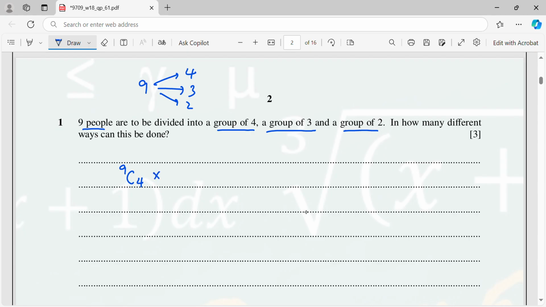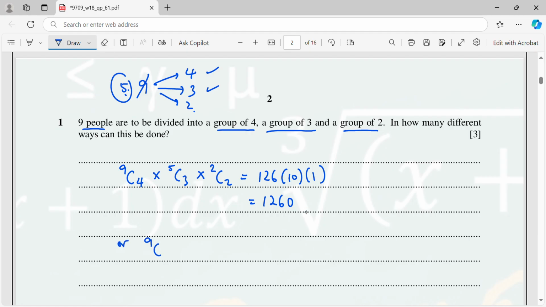Now, after you have chosen 4, that means you're left with 5, right? So from 5, you need to choose 3, and followed by 2 choose 2. If not, you just leave it up to you. Then here you will be getting 126 times 10 times 1, and this is going to be 1260. Or another method is you can just write 9C4 times 5C3. Then you will be getting the same answer because you just left another 2. So if you do not choose, they will be in a group as well.